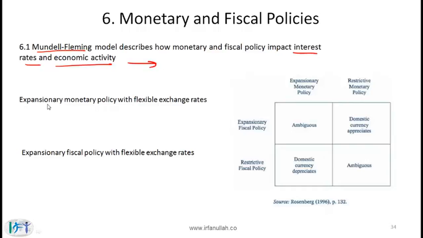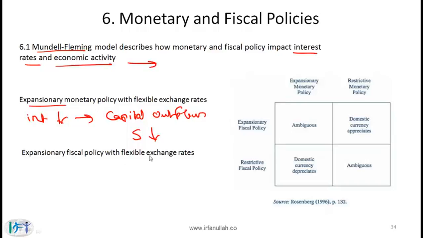Let's look at different scenarios. The first scenario is expansionary monetary policy with flexible exchange rates. When you have expansionary monetary policy, this essentially means that interest rates are lowered. Lower interest rates will result in capital outflows. So with lower interest rates, capital will leave your economy. Capital outflows essentially means that your exchange rate, let's denote that as S, will go down. So the exchange rate goes down, and your currency depreciates or loses value.